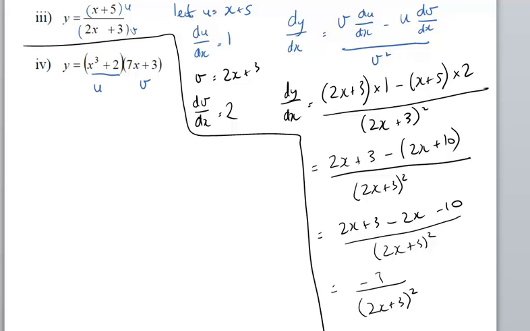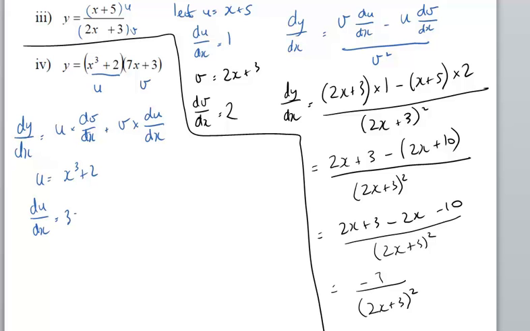So our dy on dx is equal to u times dv on dx plus v times du on dx. So u is equal to x cubed plus 2. du on dx is therefore equal to 3x squared, and the constant disappears. v is equal to 7x plus 3. dv on dx is therefore equal to 7.